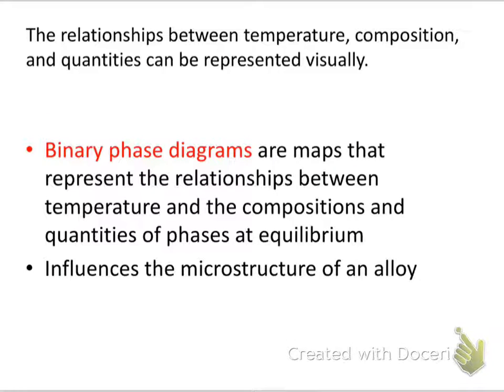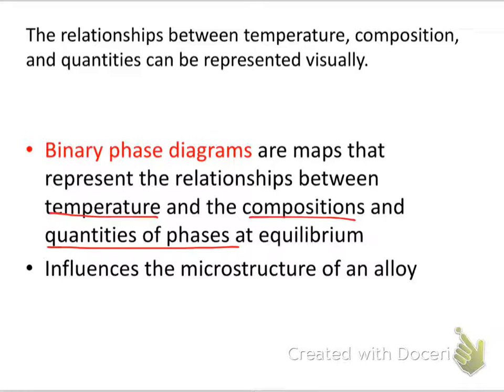Okay, now we need to start looking at more complex systems that are not just water and sugar. We're going to look at what we call binary phase diagrams. And these are going to be the maps, maybe you could call it, that represent these relationships between the temperature, the composition, and the quantities of phases at the equilibrium. Okay, so I want us to be looking at that. Those are the 3 variables: the composition, the temperature, and the quantity of each phase.